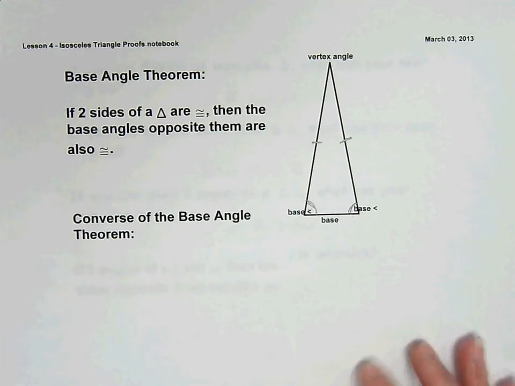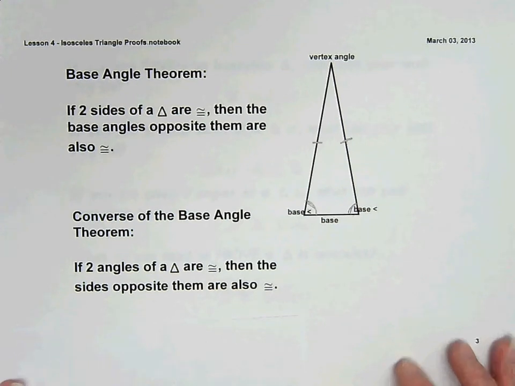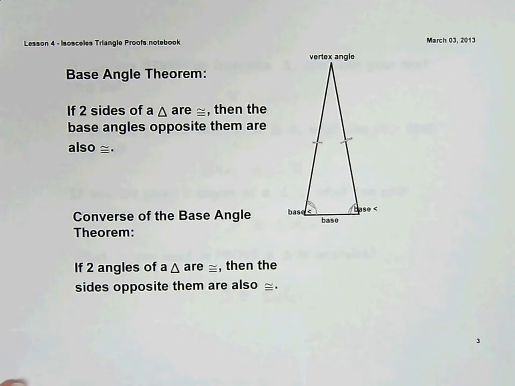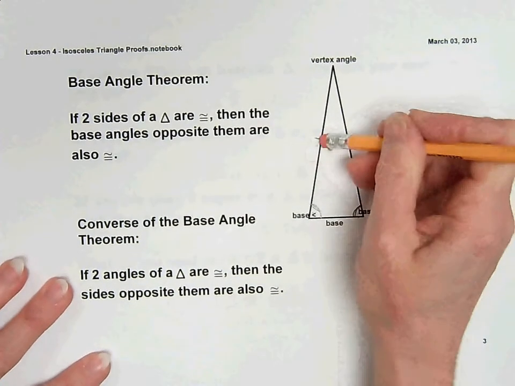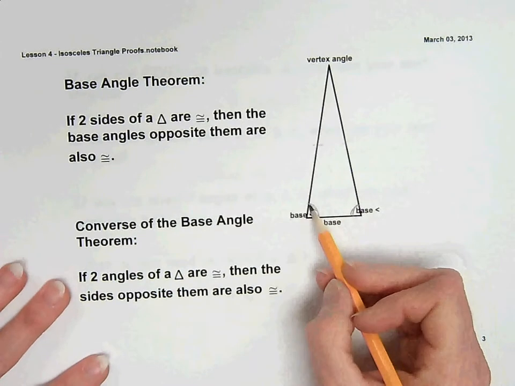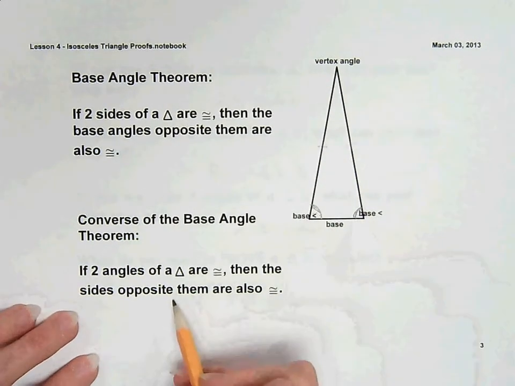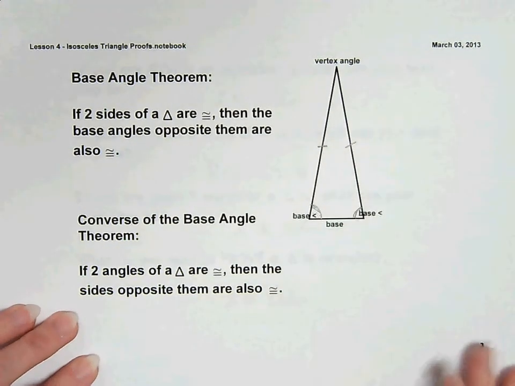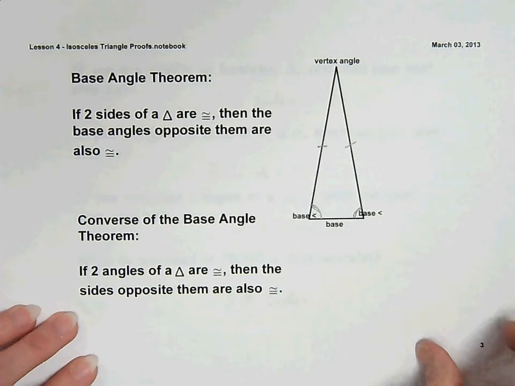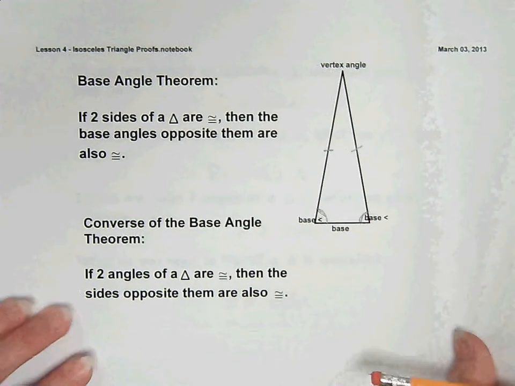The converse states that if two angles of a triangle are congruent, then the sides opposite them are also congruent. So if I gave you a triangle and I didn't tell you that these sides were congruent, but I told you that these angles were congruent, well then you could use the converse of the base angle theorem to say that the sides opposite the angles are congruent. So that's our base angle theorem and the converse of our base angle theorem.